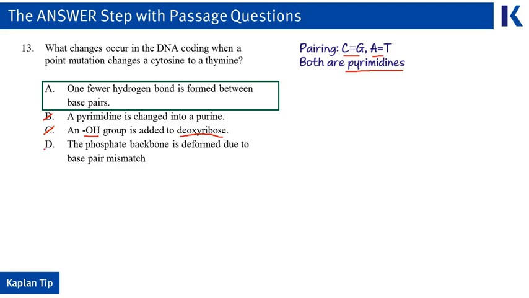And then finally, choice D is wrong because, again, we don't have any evidence that this is happening. The backbone of DNA gets deformed when you have a base pair mismatch. But here, since the problem is a point mutation, this mutation was there long before.